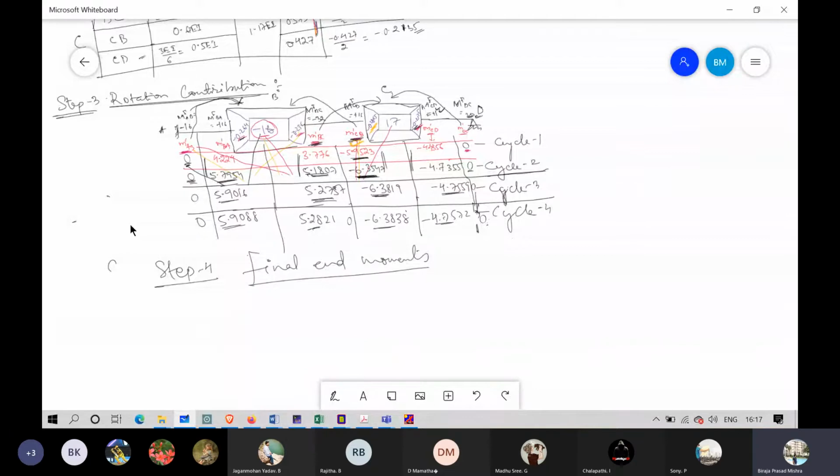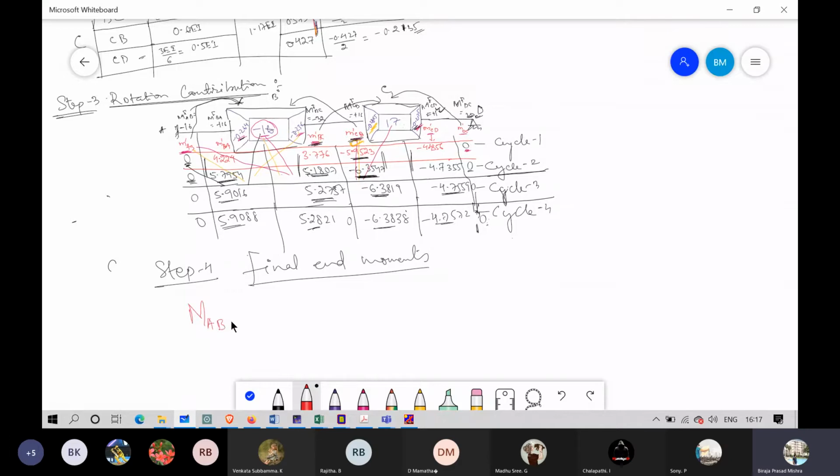Who can tell this one? How can the final moments be calculated? Let us say MAB is the final moment at the cross section AB. So MAB equals MFAB plus 2 M dash AB plus M dash BA.